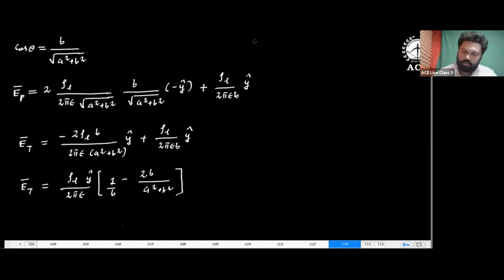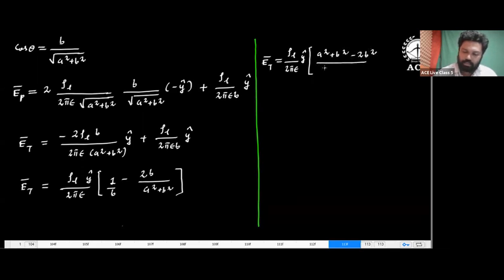Clear? Further? Rho L by 2 pi epsilon y cap into A square plus B square minus 2B square divided by B into A square plus B square. So rho L by 2 pi epsilon into y cap into A square minus B square divided by B into A square plus B square.